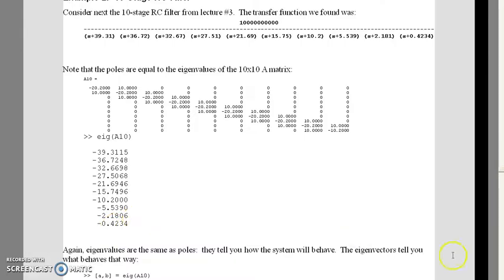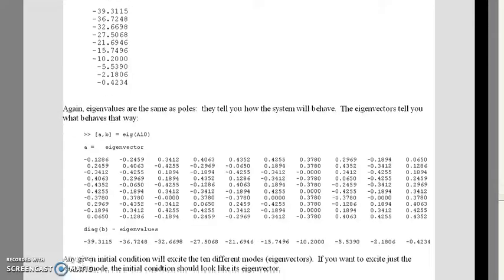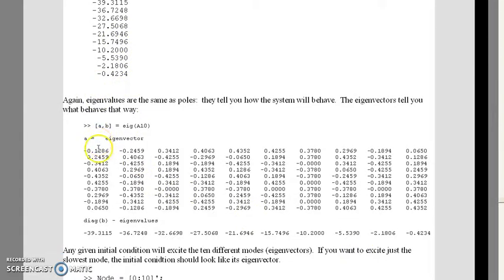That tells you how the energy decays in the system. The eigenvectors tell you what behaves that way. The fast eigenvector is on the left, the slow one's on the right. So let's do a computer simulation in MATLAB.